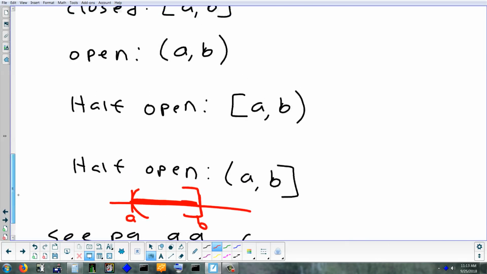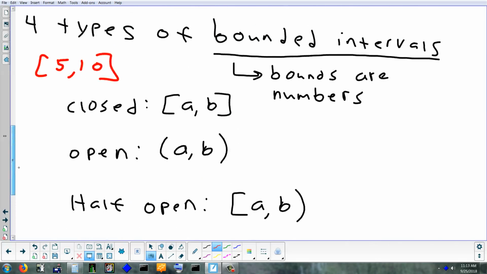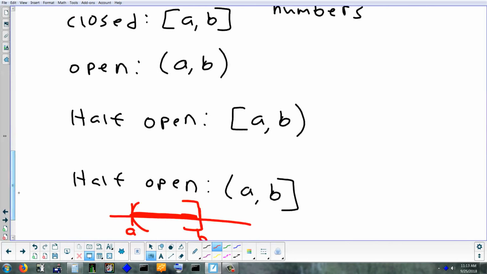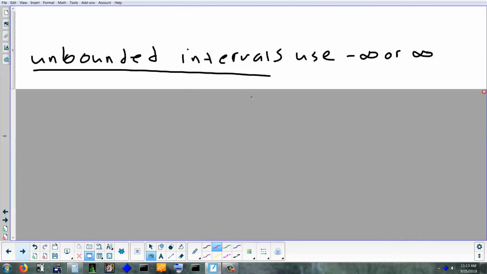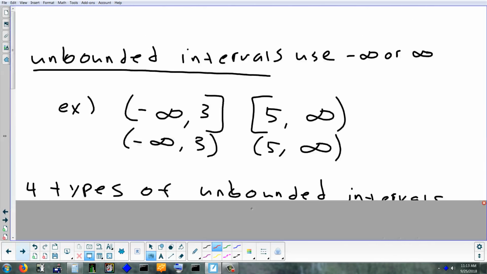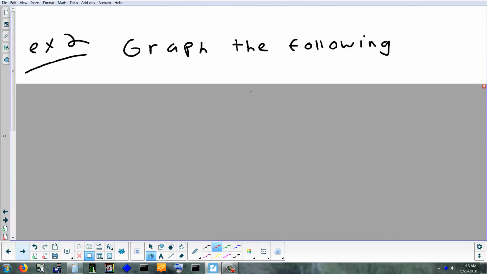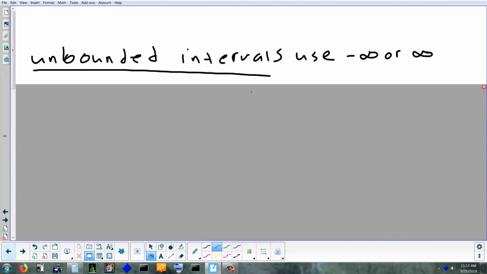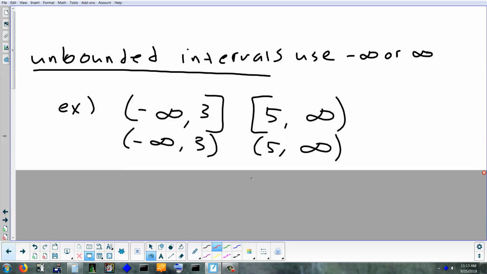Okay, so any questions on what a bounded interval is? Or what it means for the bounded interval to be open, closed, or half open? Okay, so let's practice some of these. Actually, we'll do unbounded and then we'll do a practice. So unbounded, that's what Chris just mentioned. That's when it has infinity or negative infinity. Those are the examples you can have of unbounded intervals.